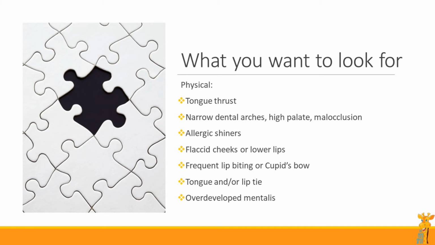When you're looking physically at the patient, you want to look for a tongue thrust. Are you seeing their tongue as they're speaking to you? Do they have narrow dental arches with a high palate, crowding of the teeth, or malocclusion? Do they have the allergic shiners right below the eyes? Flaccid cheeks or flaccid lower lips? Frequent lip biting or Cupid's bow? Tongue and or lip tie? Or an overdeveloped mentalis muscle?